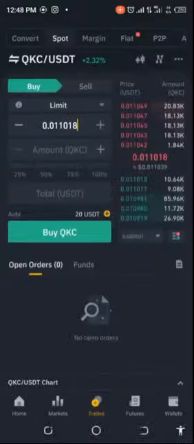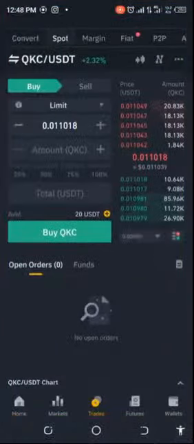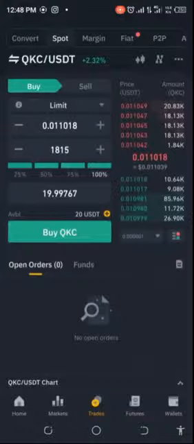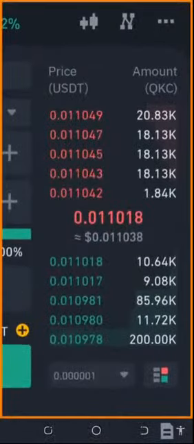Now, before you go ahead, I want to show you something here. What we want to buy is 1,815. So now let's take a look at this. If we see here, we have 1,840, which is still okay. So it's still on the amount that we want to buy.